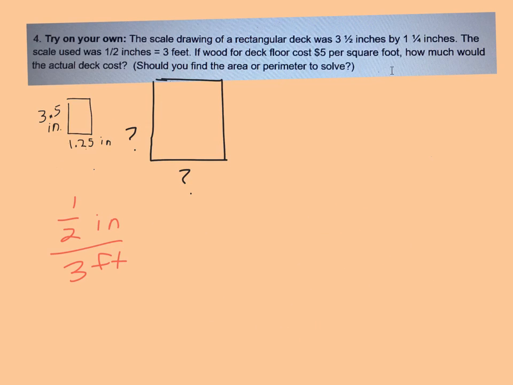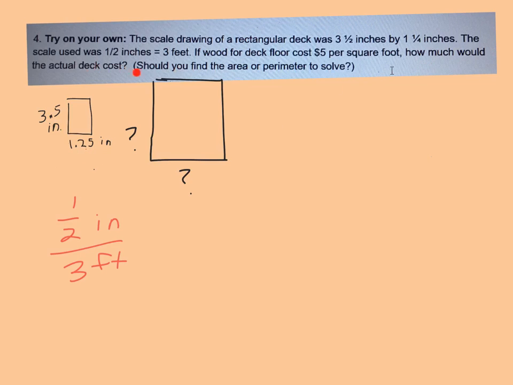Problem 4. I've set some of this up for you. So the scale drawing of a rectangular deck was 3.5 inches by 1 3/4 inches. The scale used was 1/2 inches equals 3 feet. So I wrote the scale here. And here is our scale drawing. So the little scale drawing of the deck, like a wooden deck that you'd have outside your house. So 3.5 inches by, that's the length, by the width, 1.25 inches.